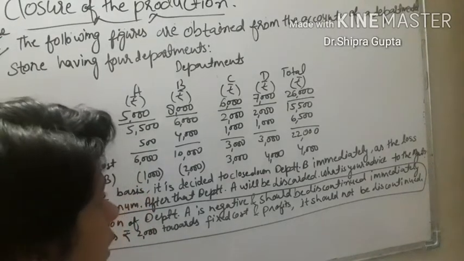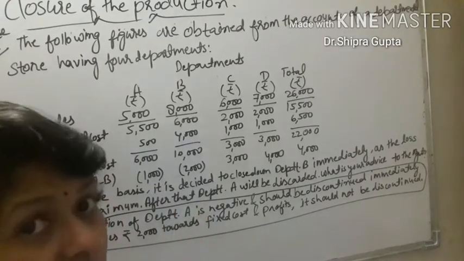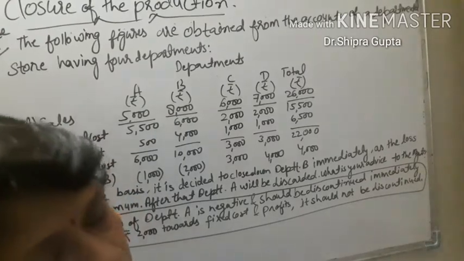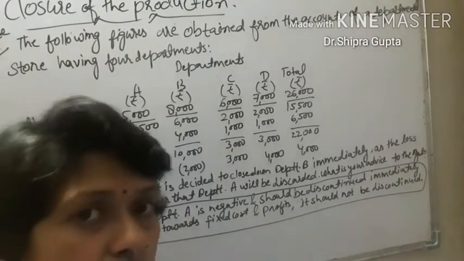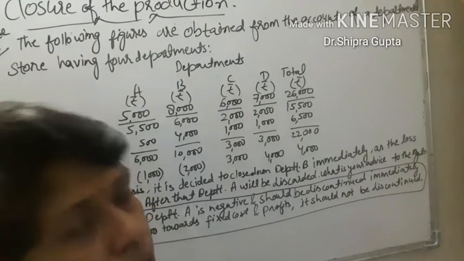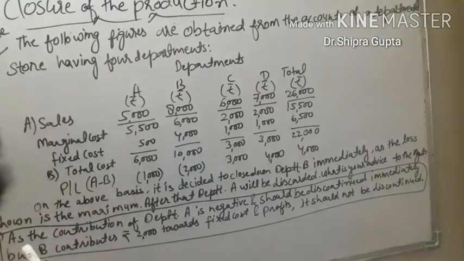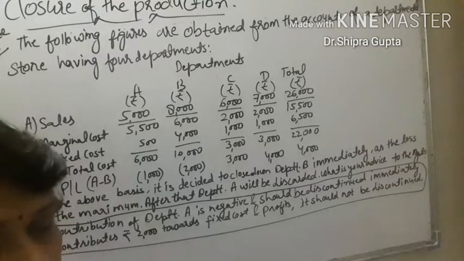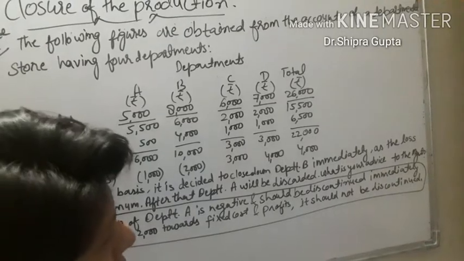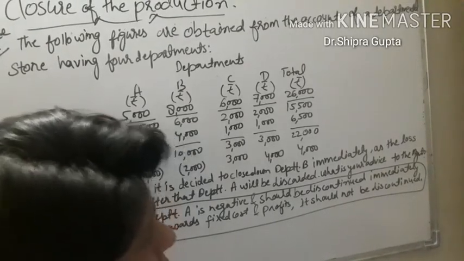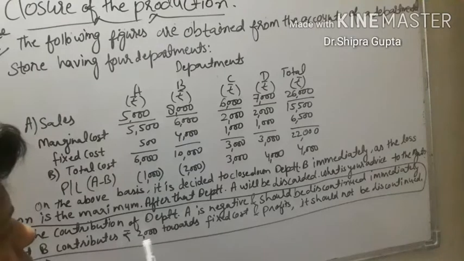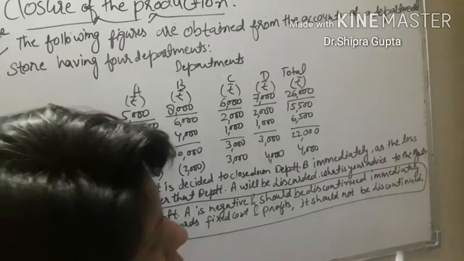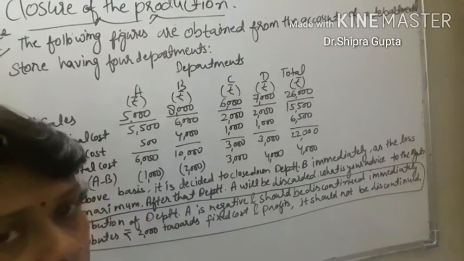In this question, 2 units are in loss and 1 department will be shut down. So we will decide which department is to be shut down. Your answer will come as: the contribution of department A is negative in the beginning, so it should be discontinued immediately, but B contributes rupees 2000 towards fixed cost and profits, so it should not be discontinued. But you will calculate it in a proper manner.